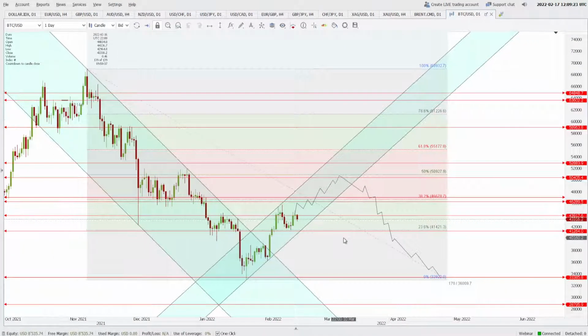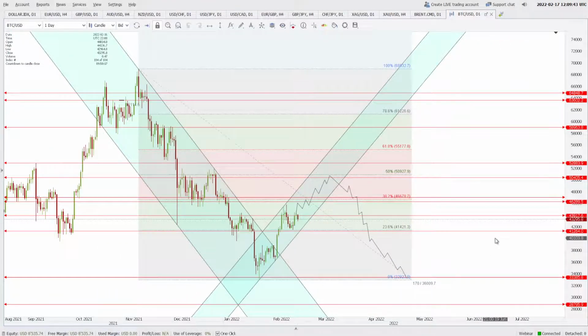That is my speculation, but I was expecting the price to go at least to the 50% of this fall, all the way from 69,000 to 33,385. Now the 50% of this fall is 50,927. That is what I was expecting the price to reach before it falls down. So let us see how things unfold in the future.